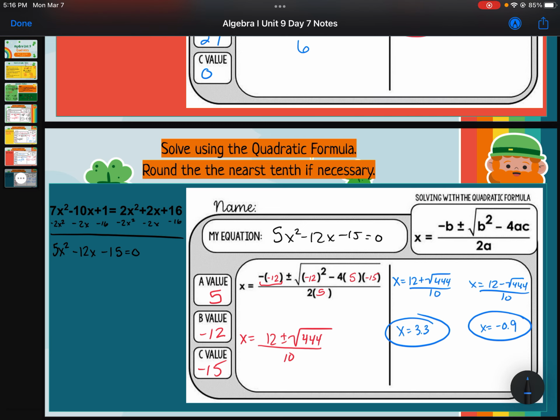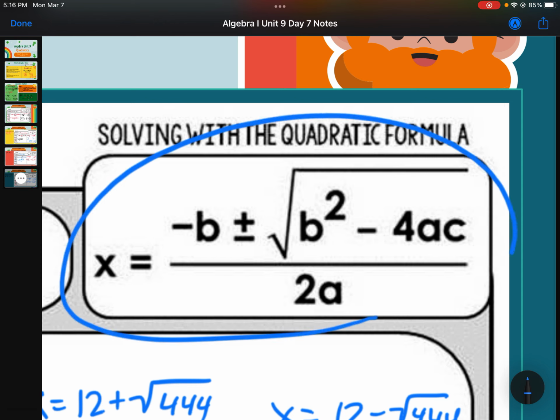If you memorize this formula and recite it to me next week, I will give you extra credit towards a homework assignment.